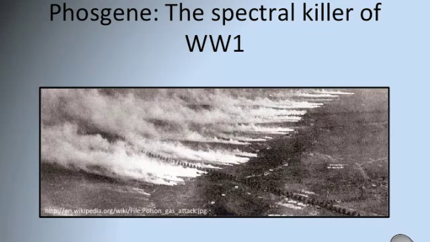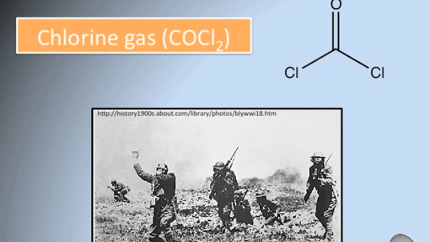Phosgene, the spectral killer of World War I. Also known by its military designation as chlorine gas, phosgene gas is a synthetic compound generated by passing carbon monoxide and chlorine gas through a porous bed of activated carbon. Nowadays, it is used in the industrial synthesis of isocyanates.